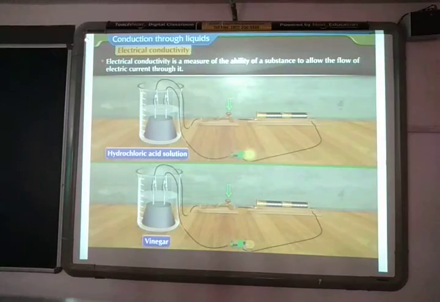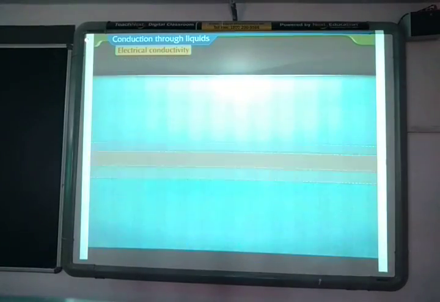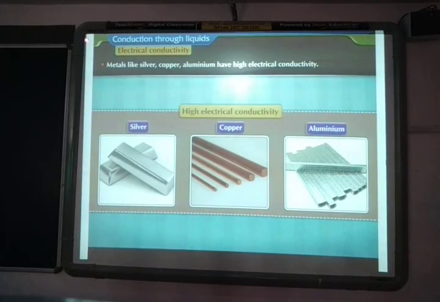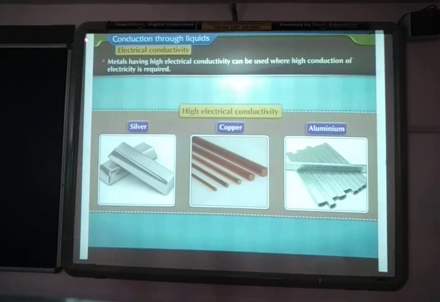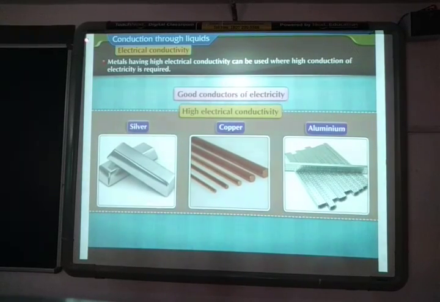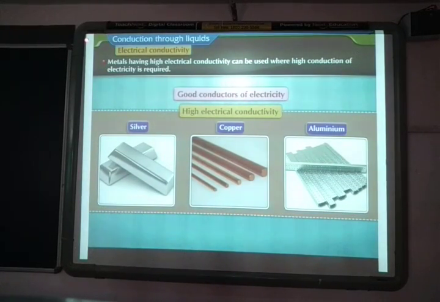Electrical conductivity. Electrical conductivity is a measure of the ability of a substance to allow the flow of electric current through it. Metals like silver, copper, aluminium, etc. have high electrical conductivity. This indicates that they are very good conductors of electricity and can be used where high conduction of electricity is required.